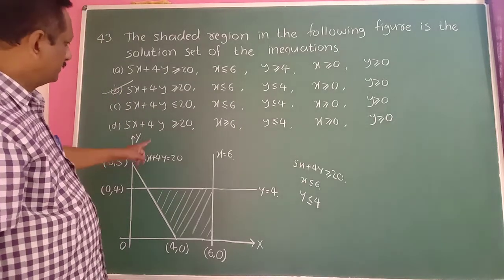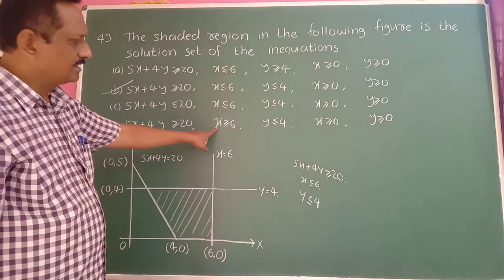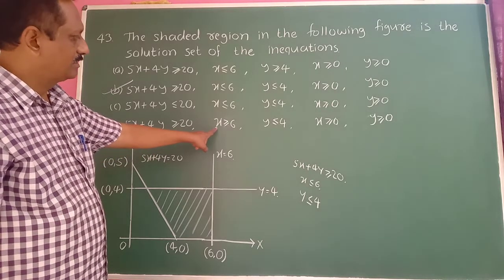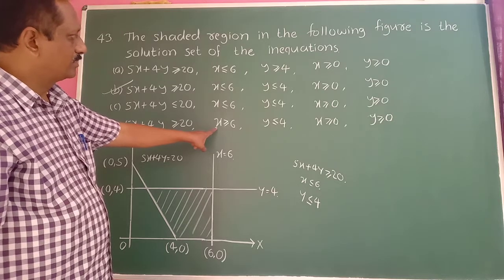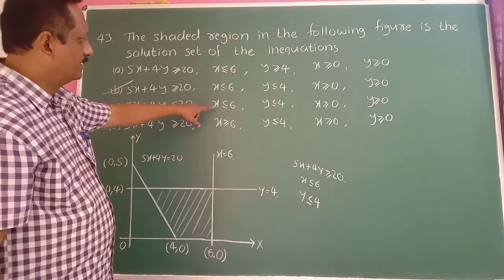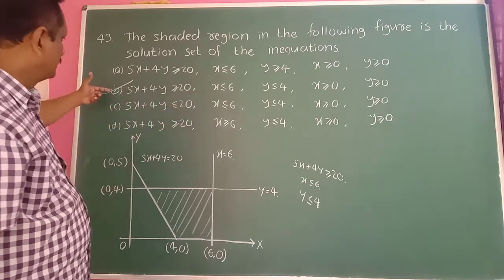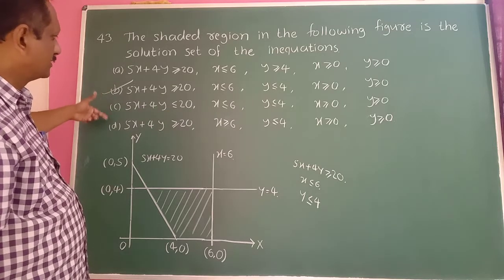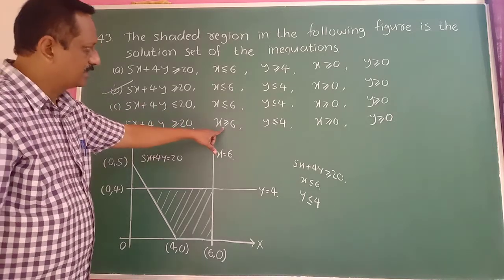Okay, so there was a mistake here. Therefore, you take x greater than or equal to 6 here, not less than, because if we take less than here, then the second and fourth options both are the same here. So here it is x greater than or equal to 6.